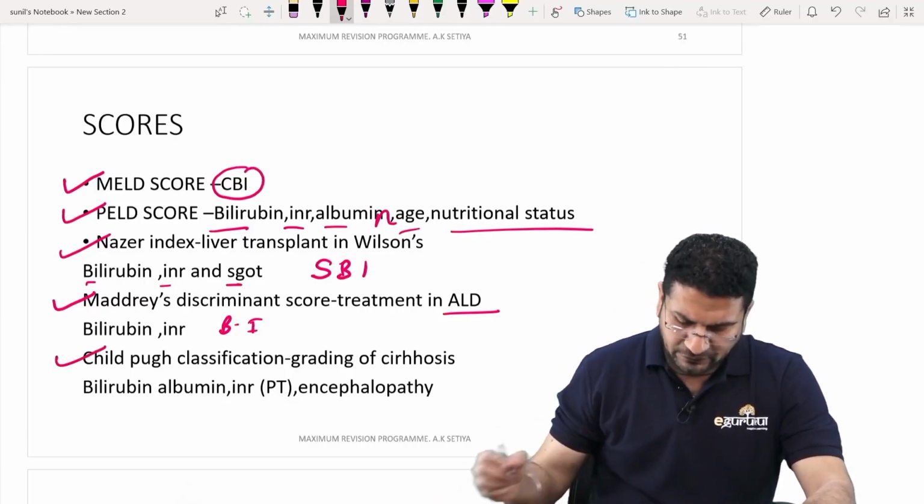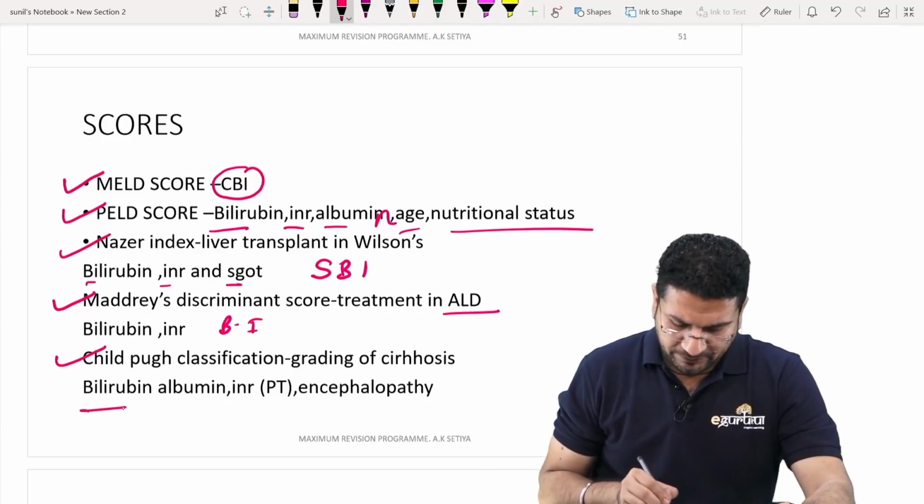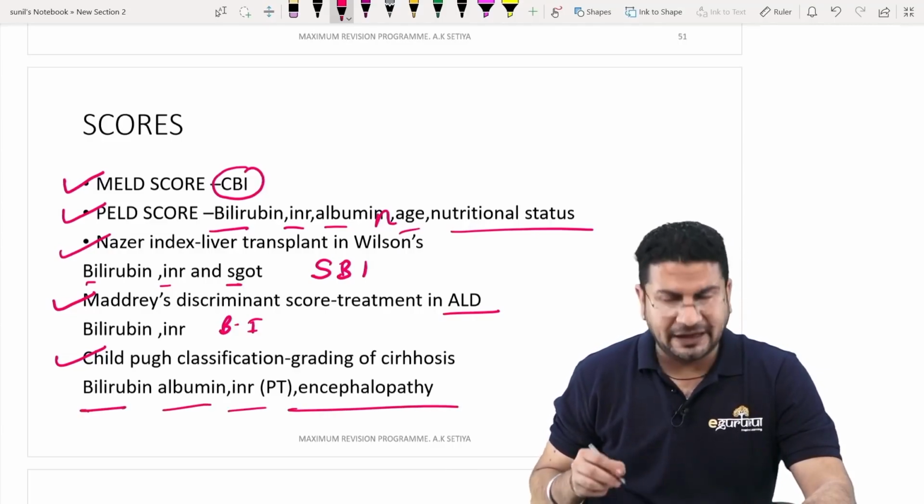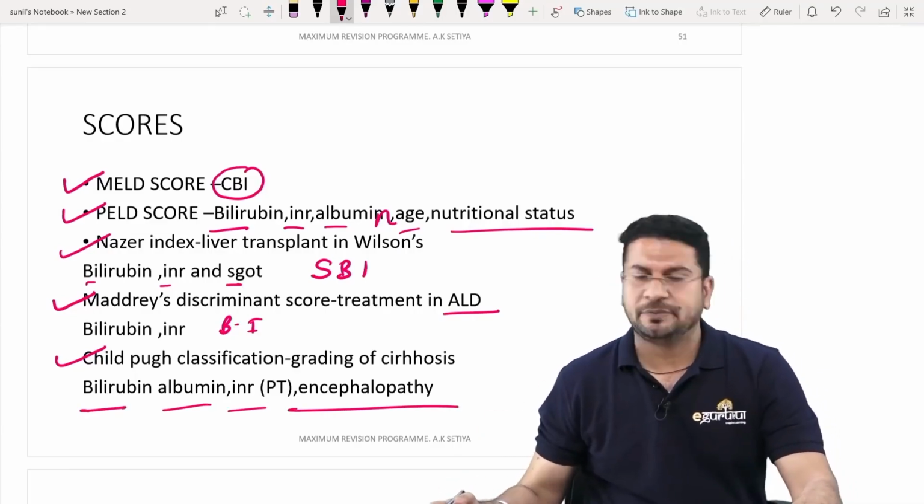Child-Pugh classification is for grading of cirrhosis. We have bilirubin, albumin, INR or PT, and encephalopathy or any features of encephalopathy like asterixis.